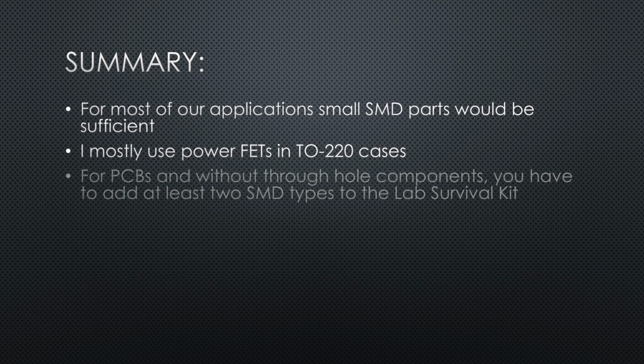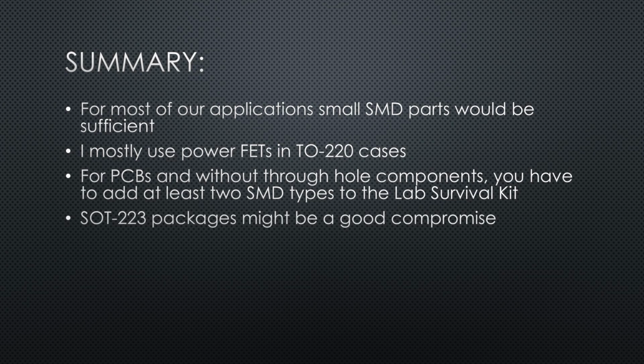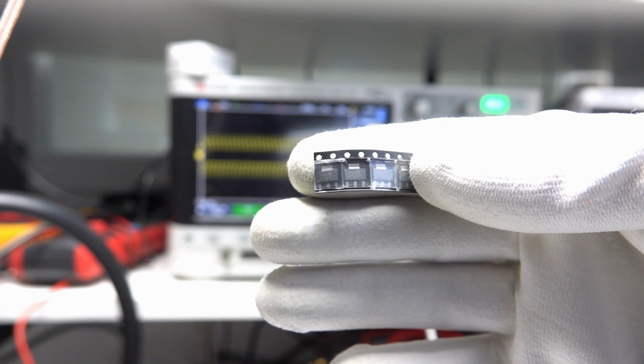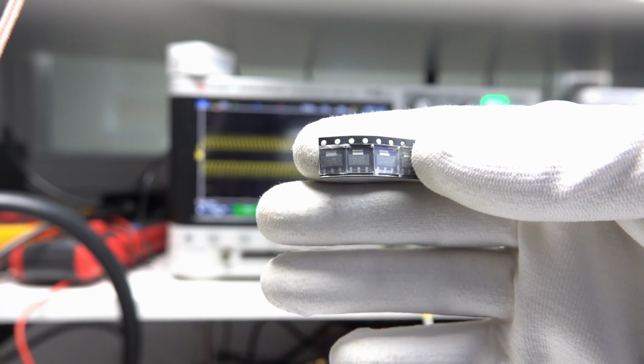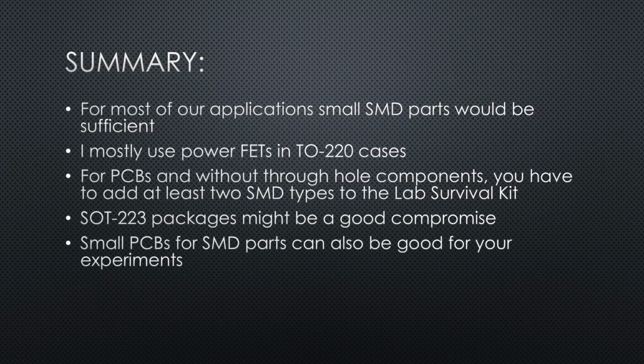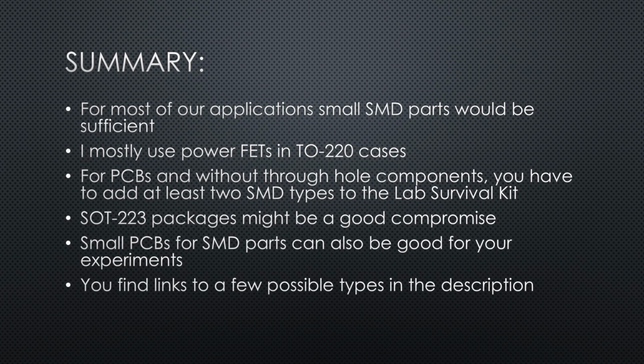If you create PCBs and do not like through-hole components anymore, you definitely have to add at least 2 SMD types. If you go for SOT-223 packages, you might get away with only SMD parts, because you can easily solder wires to them. Or you decide on these small PCBs and use those for your experiments. Then you can also avoid TO220 cases. You find links to a few possible types in the description.